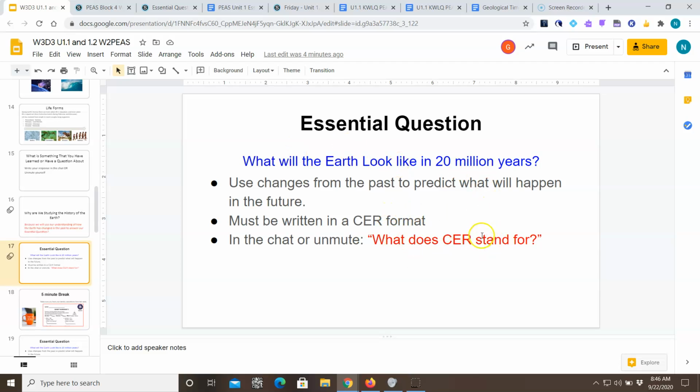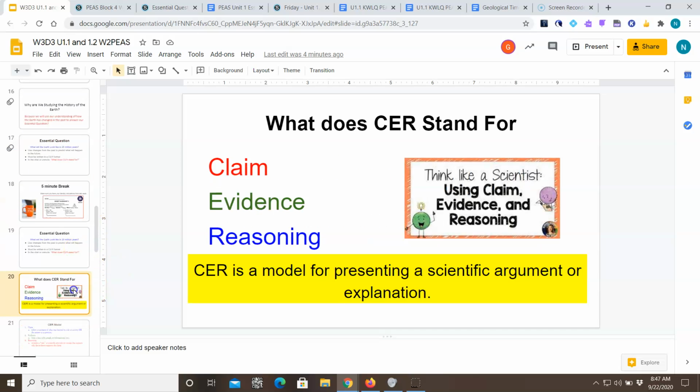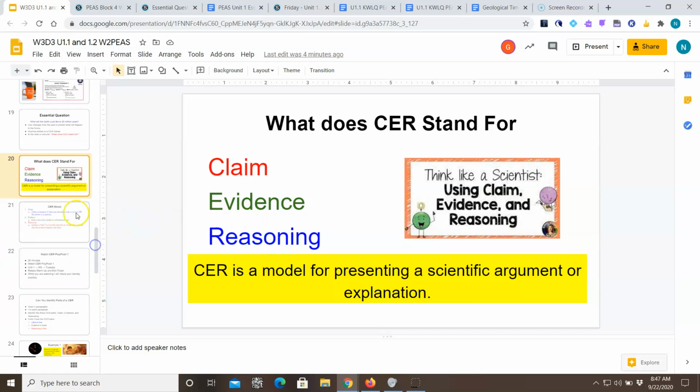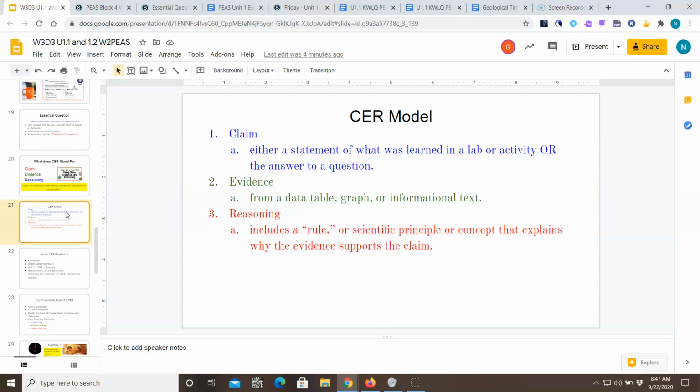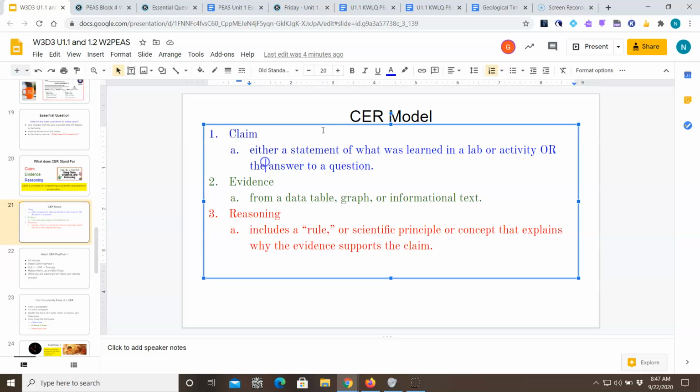And we're going to use a CER format. Now, CER stands for Claim, Evidence, Reasoning. And we're going to talk about what each of those parts are. So you may know this stuff and maybe this is new to you. But either way, it's helpful to go over it. A claim is a statement of what was learned in a lab or activity, or the answer to a question. We are going to be answering an essential question. That's what we're going to be focusing on. So we're focusing on this here. So our essential question is, what will the Earth look like in 20 million years? You're going to answer that question in a statement.